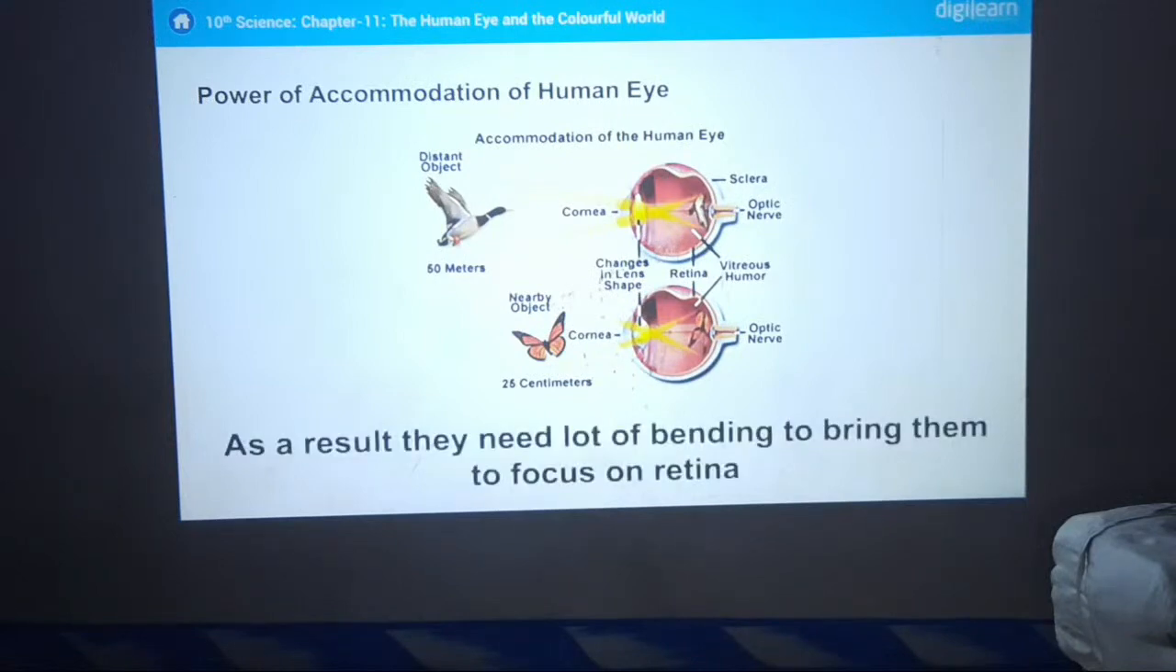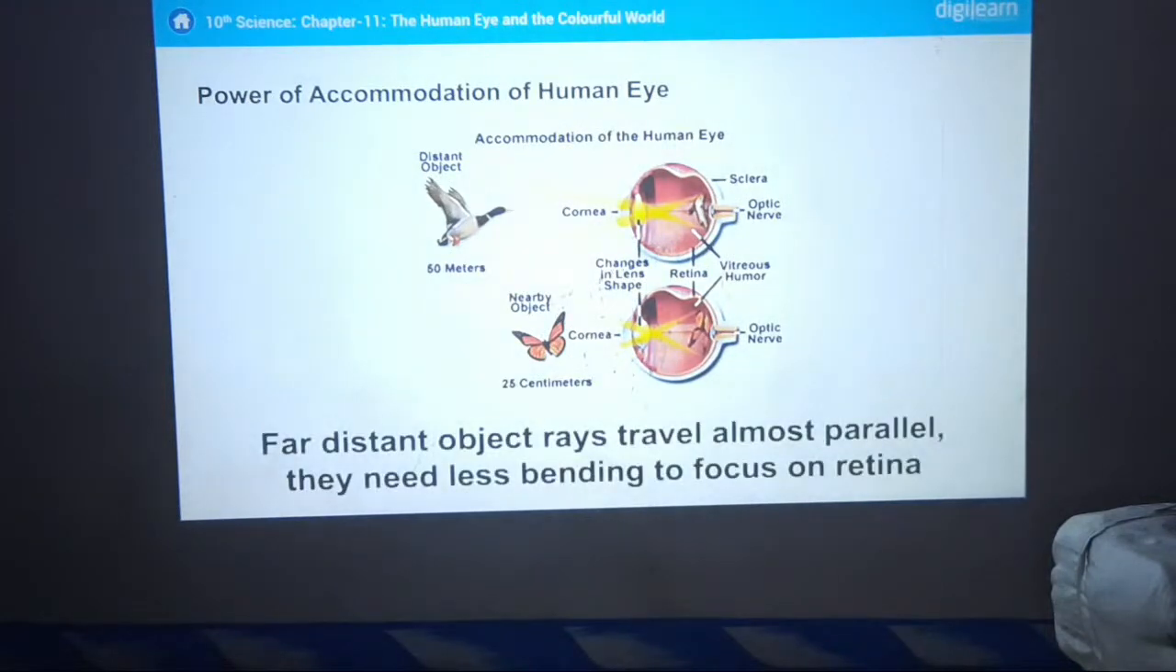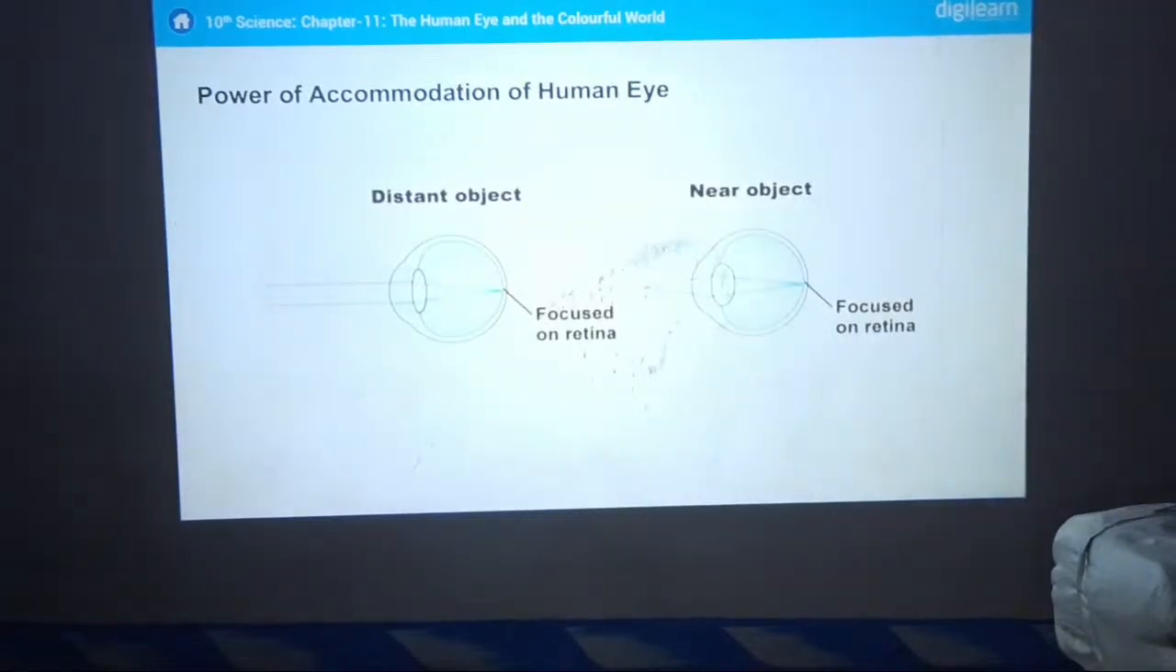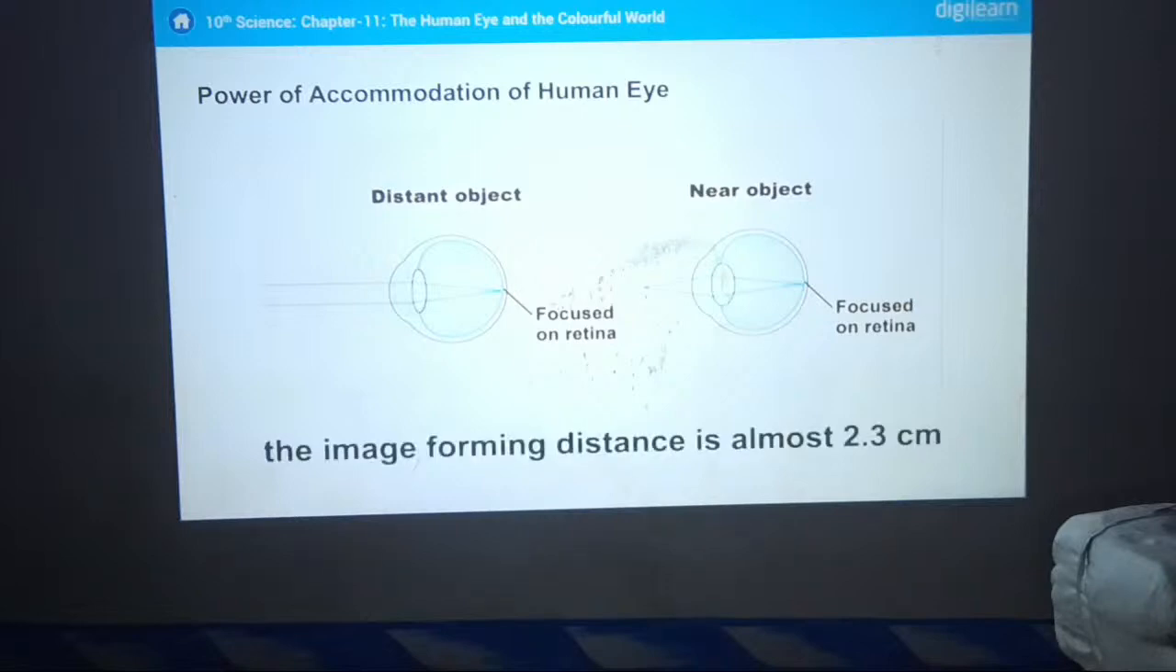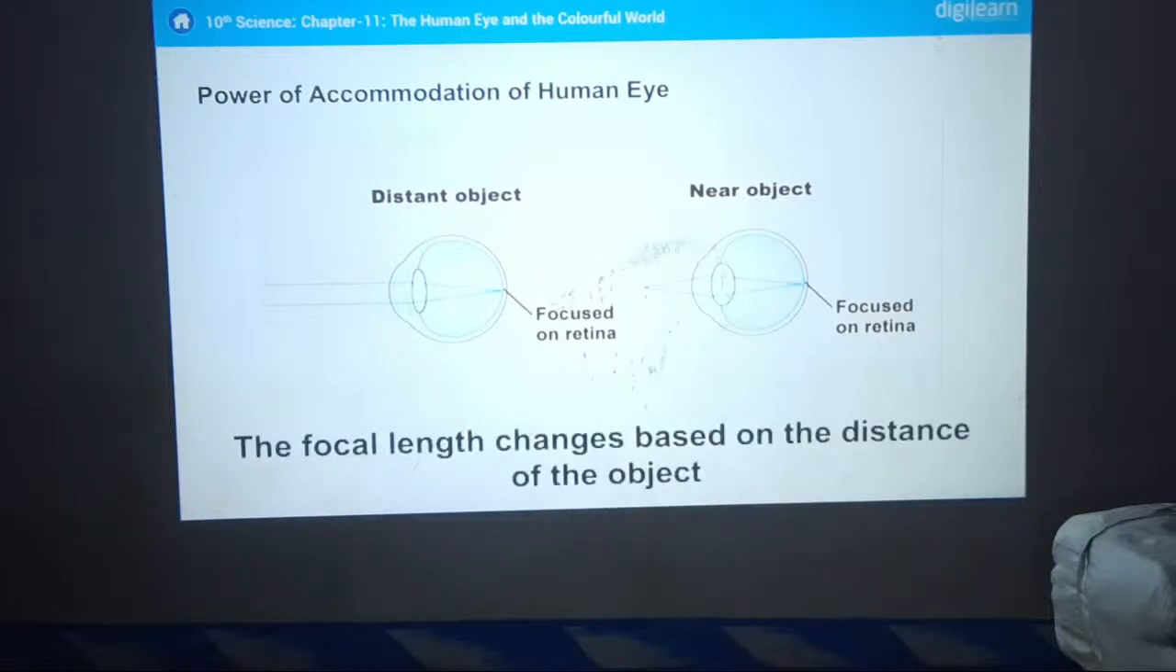As a result, they need a lot of bending to bring them to focus on retina. Far distant object rays travel almost parallel. They need less bending to focus on retina. To make this happen, focal length of the eye changes as the distance of the object changes. We know that 1/v - 1/u = 1/f. In case of human eye, the image forming distance is almost 2.3 cm, that is, distance between eye lens and retina. The focal length changes based on the distance of the object.